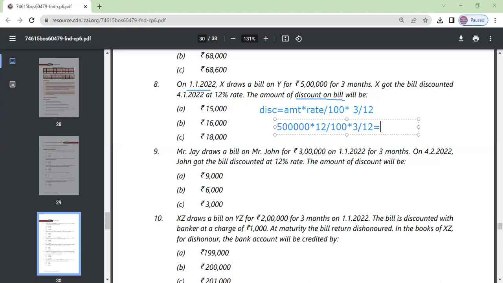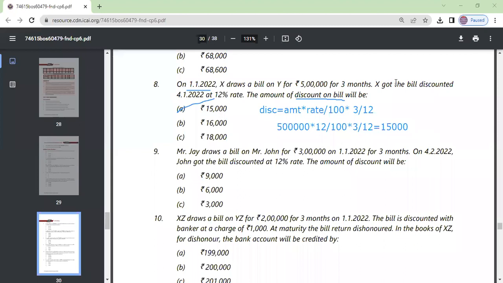Please use the calculator. Tell the discount amount. What is the discount amount? 15,000. So 15,000 is the discount. What is the question? Amount of discount on bill, 15,000. For example, if the question is how much amount we received from the bank, not discount, how much amount we received from the bank? Can you try?